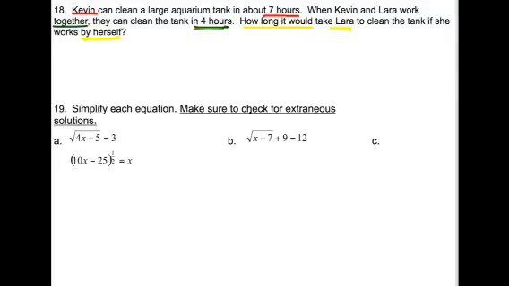Okay, for 18 I underlined key phrases. So Kevin, it takes them 7 hours to complete the job. Together it takes them 4 hours. And the question is, how long would it take her by herself?